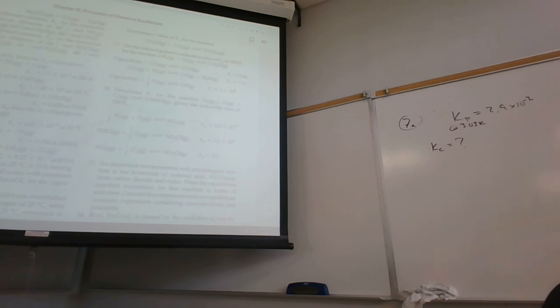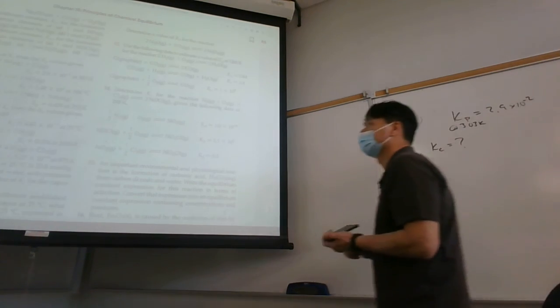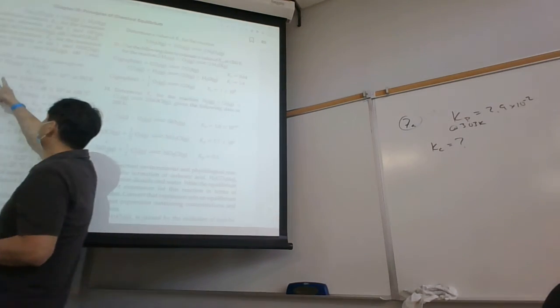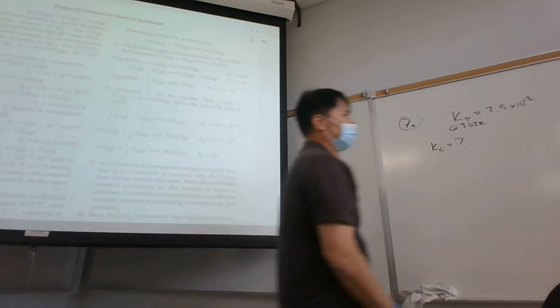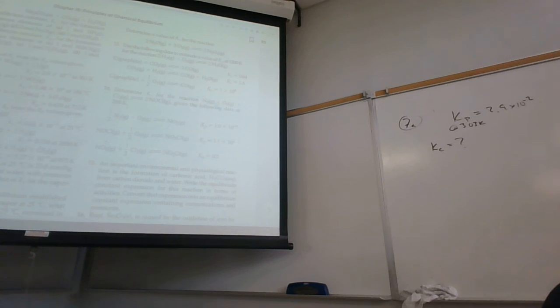Except there's one thing that I forgot to add in here, and that was the delta n of gas. So I'm going to go back. What was delta n of gas for 7A? Delta n of gas was +1. This is raised to the first power, so we're okay. I don't have to redo the calculation.